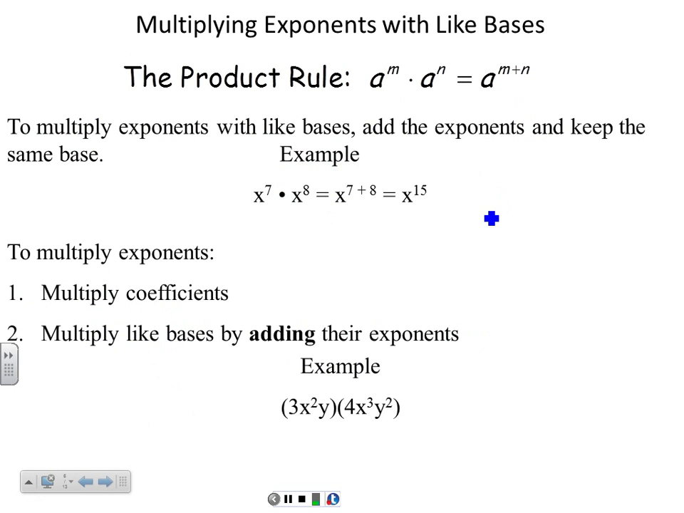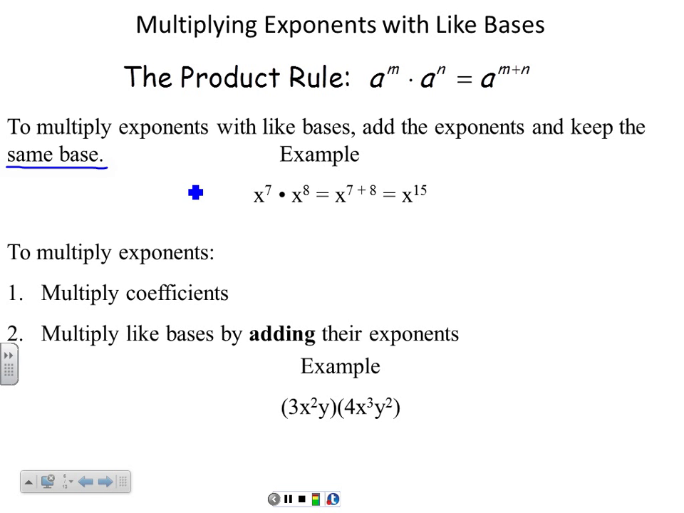The next rule that we're going to talk about is multiplying exponents with like bases. And so this is called the product rule. When you multiply powers with like bases, you simply add the exponents. So to multiply exponents with like bases, you're going to add the exponents and keep the same base. And that's important. Keep the same base. Your base is never going to change. Whether it's a variable or a number, your base will not change.